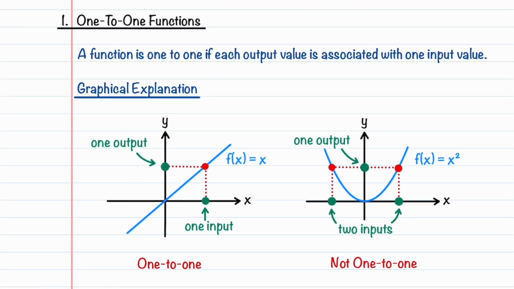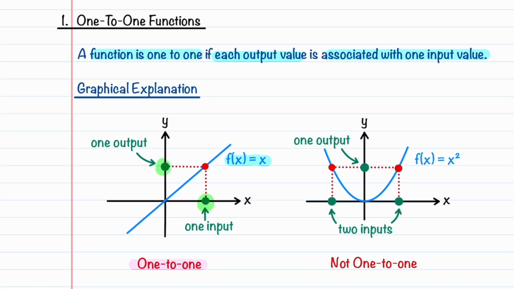A function is one-to-one if each output value is associated with one input value. Let's look at the graph below so that you can better understand this. On the left, I have a function that is one-to-one, and that function is f of x is equal to x. It's just a linear function. This function is one-to-one because for each input, there is just one output value.